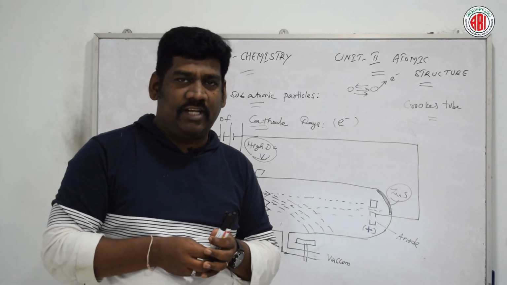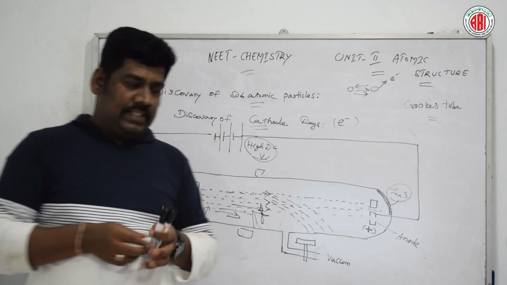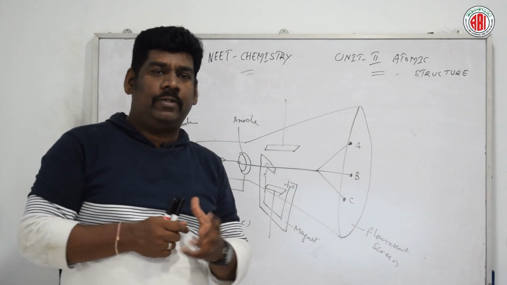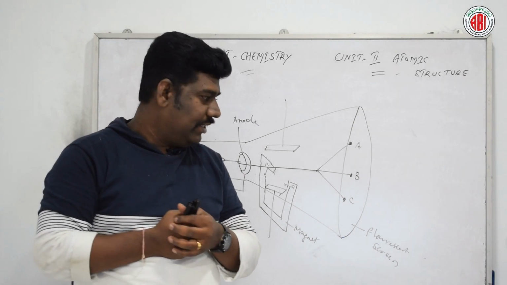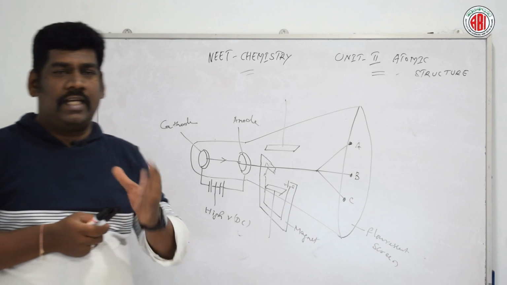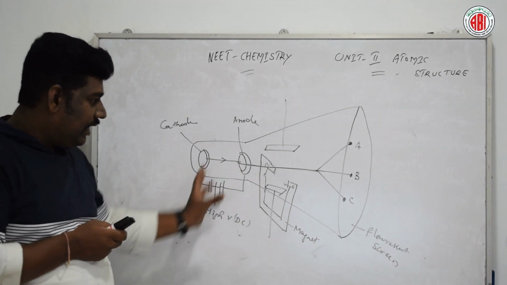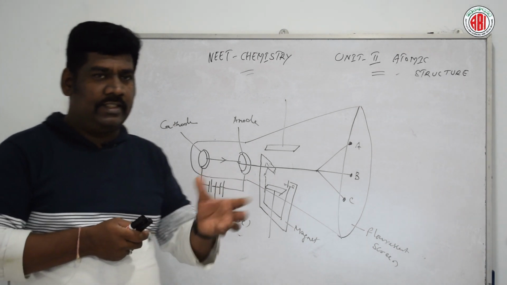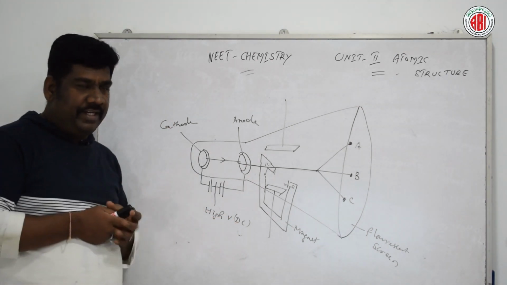What is the meaning of this charge to mass ratio of the electron? Yes. So how did J.J. Thomson, in the year 1897, conclude the charge to mass ratio of the electron? Yes, the same experiment, the discovery of cathode rays. Here we made only one change.